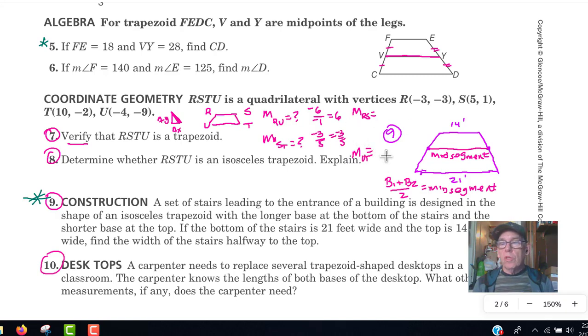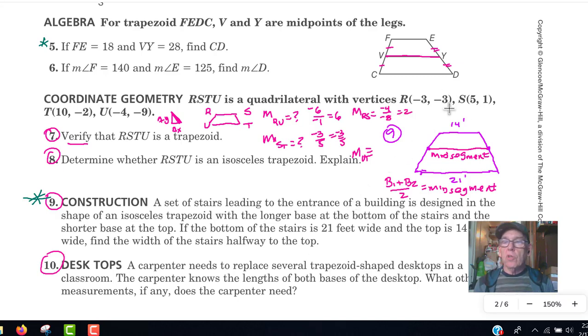So I'm assuming these are going to be parallel, since they imply that it is a trapezoid. So the slope of RS, R to S, we're going from 1 to -3, which is a drop down of 4. And going from 5 to -3 is a drop down of 8. So we get a 2 for the slope of RS.